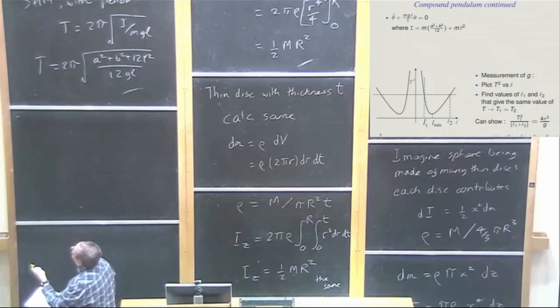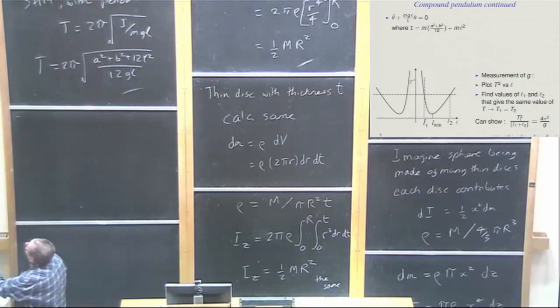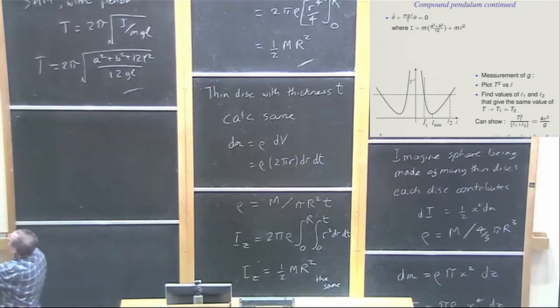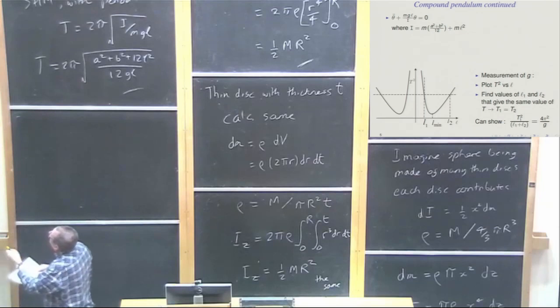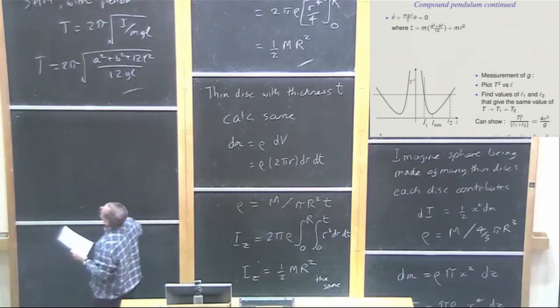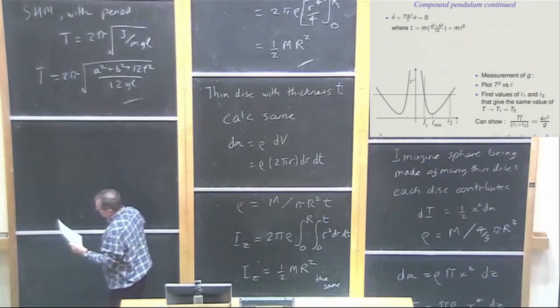And then you see that if you draw a horizontal line across, it crosses at two places. So there's a possibility of two lengths here, where this is the length between the pivot point and the centre of mass, and there are two lengths at which you would get the same period. Okay, so let us try and make use of this.